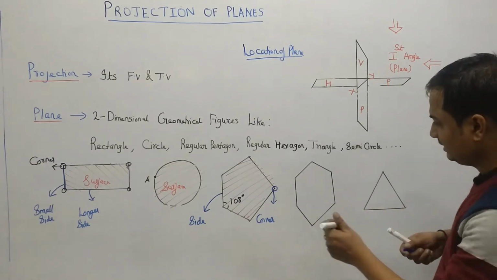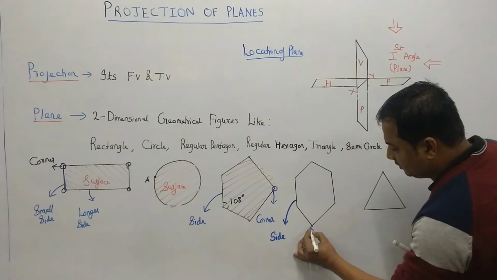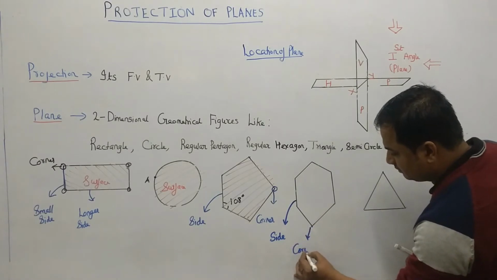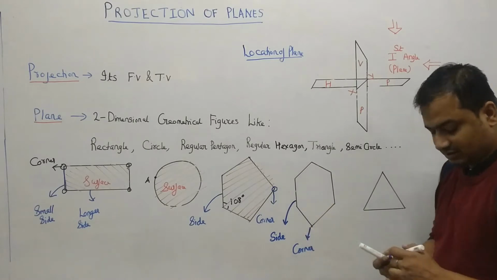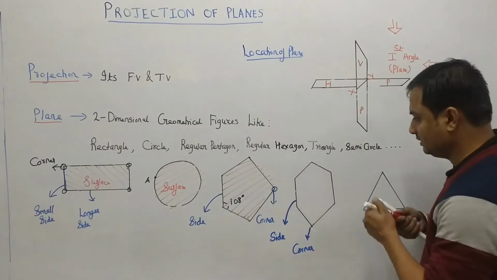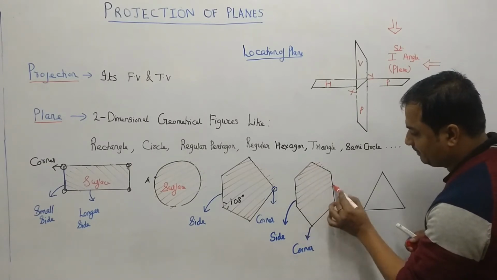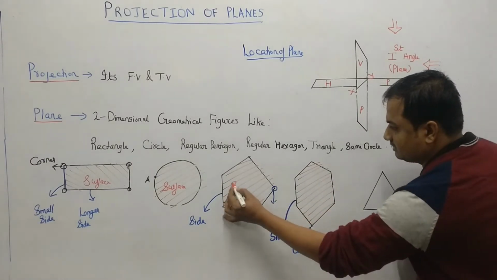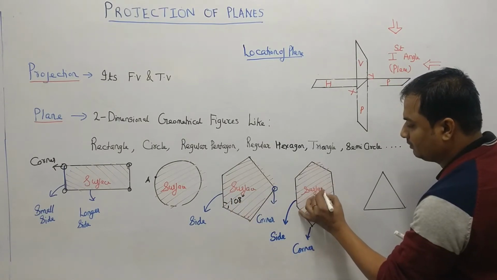Now coming to the hexagon. So again in hexagon, this will be my side or the edge. This will be my corner. Right? First side, second, there are 6 sides and there are 6 corners also, and the surface. So this will be my surface. So this is the surface of the hexagon. So this is the surface of pentagon and this is the surface of hexagon.